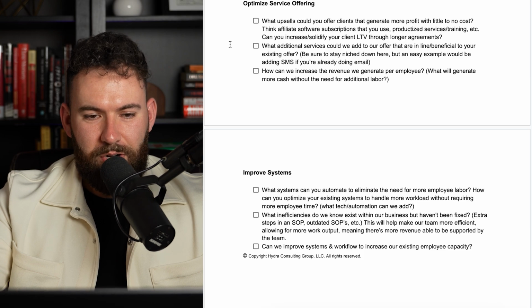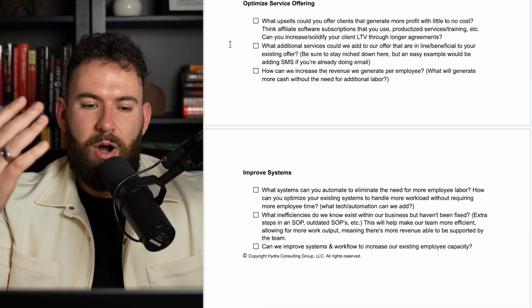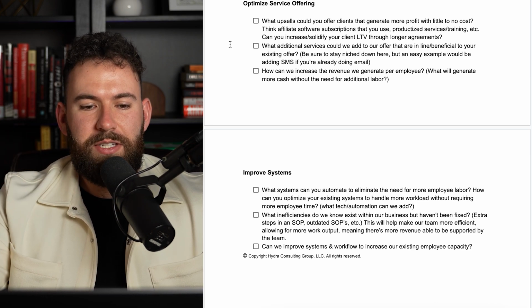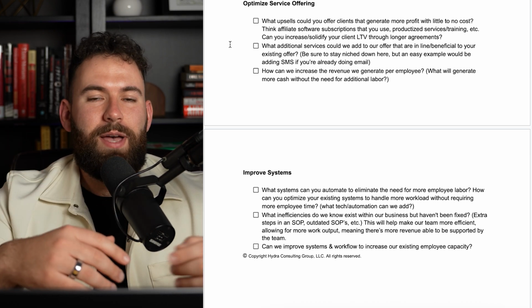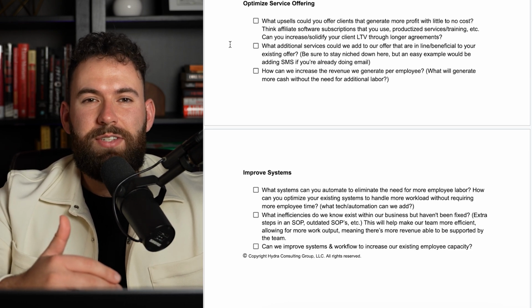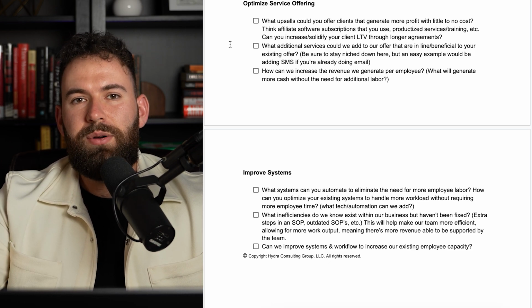Also, what additional services could we add to our offer that are in line or beneficial to our core offer? Now, make sure you stay niche down here, but an easy example would be, hey, we're going to do SMS campaigns if we already provide brands email campaigns, right? That's very adjacent, very easy to increase the average billable, increase lifetime value, and also generate more profit because it's likely that the team isn't going to take as much time to set up SMS for emails they're already creating. So just one tactical example of that.